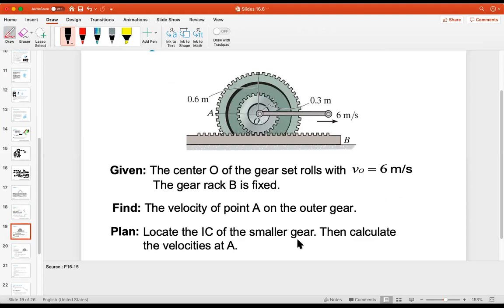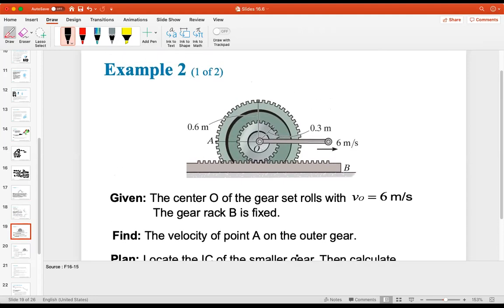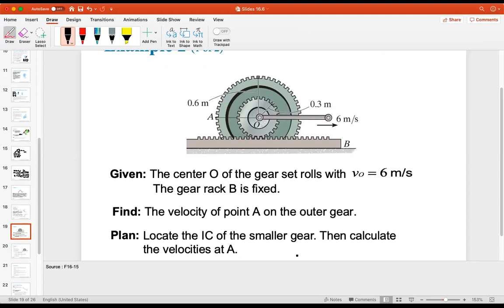Here's another example where we have a gear system. So there's a gear here, which spins. It's being pulled forward with a velocity of 6 meters per second.